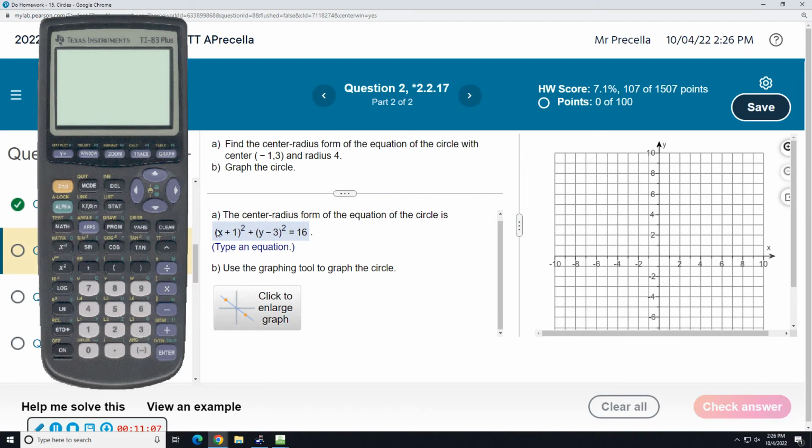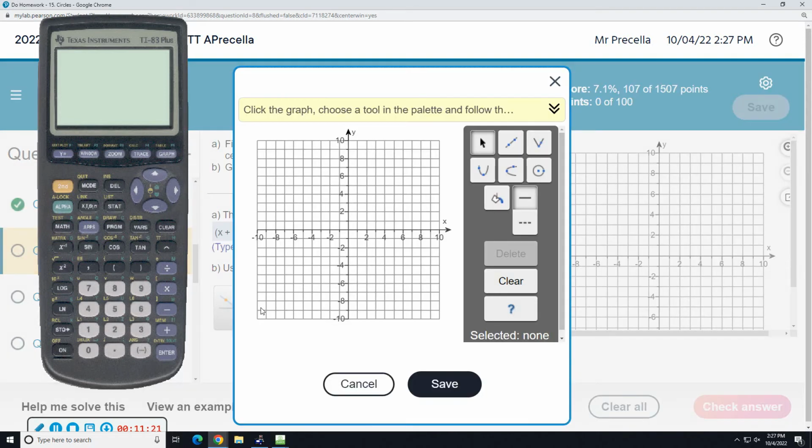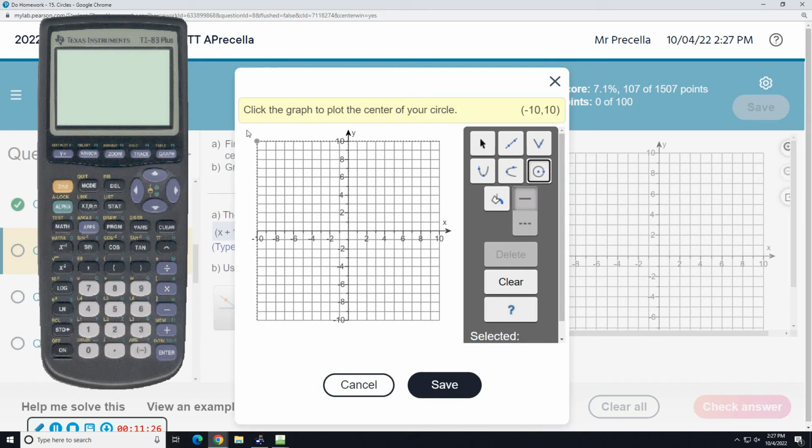Notice how you don't use this answer to do part B. They could have had it the other way around. Part A, graph it, then part B, write the equation. These are two independent parts. I'll click the circle. It says plot the center. Oh, I forgot. What was that center? -1, +3. Am I at -1, +3? Yes. Yeah.